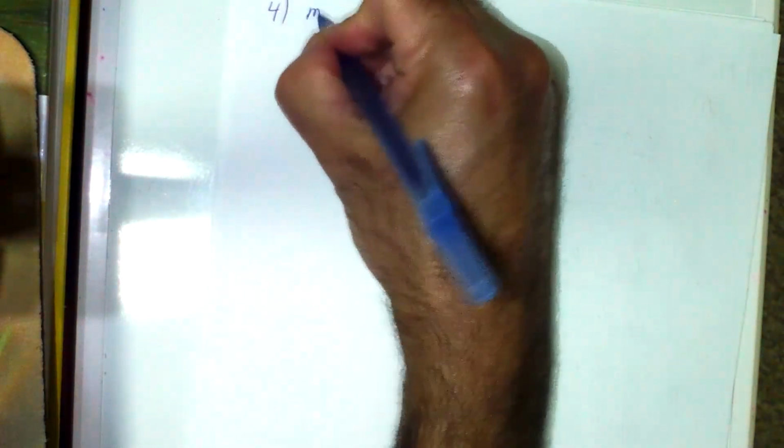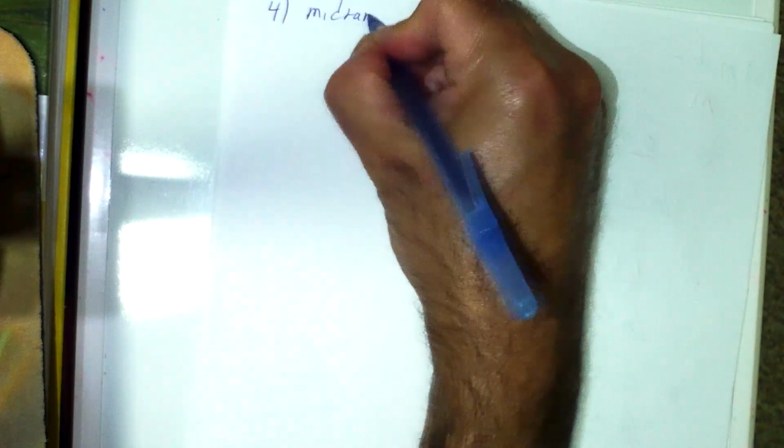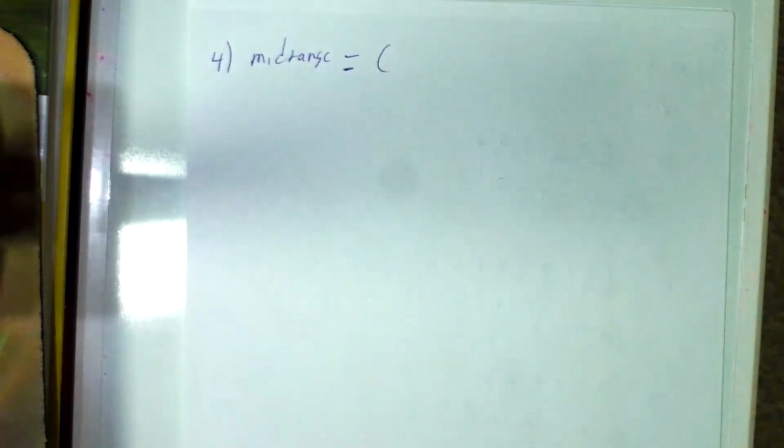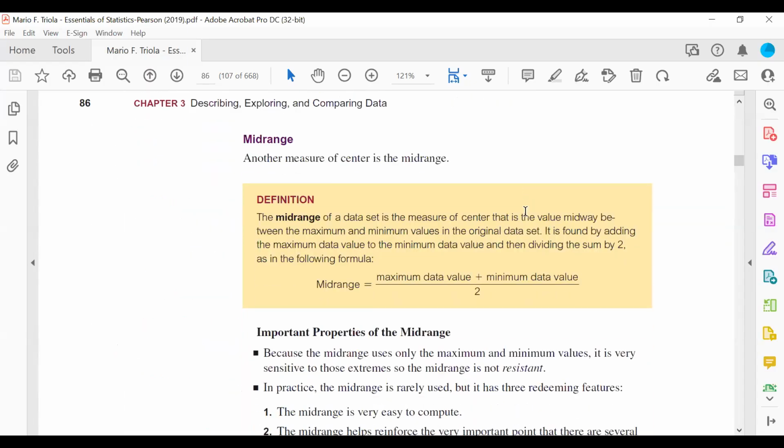The next one is called the mid-range. This one does not have a definition. It is simply a formula. So the formula for mid-range is going to be, well, let's look at it. You should have it in the book. So let's see. We gotta be consistent. Okay, so there it is.